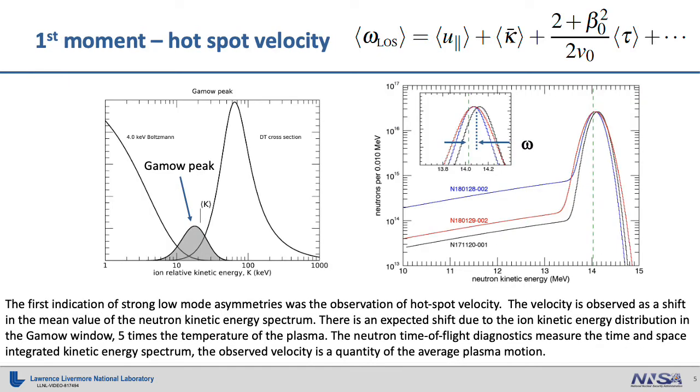The first indication of strong low-mode asymmetries was the observation of hotspot velocity. The velocity is observed as a shift in the mean value of the neutron kinetic energy spectrum. There is an expected shift due to the ion kinetic energy distribution in the gamma window, 5 times the temperature of the plasma. The neutron time-of-flight diagnostics measures the time and space integrated kinetic energy spectrum. The observed velocity is a quantity of the average plasma motion.